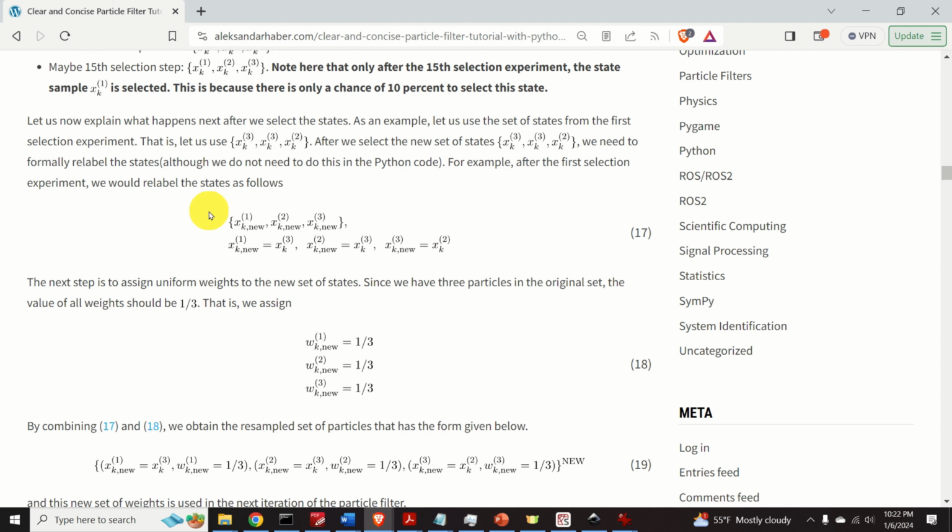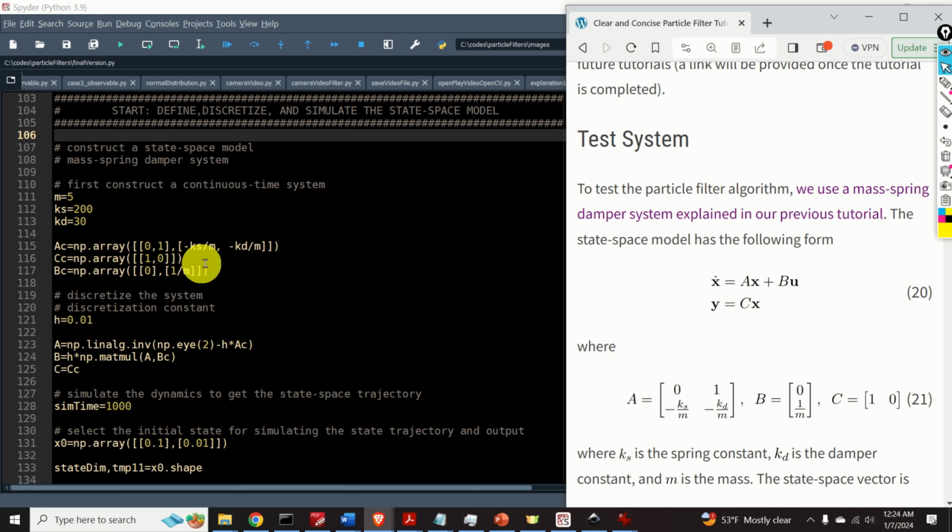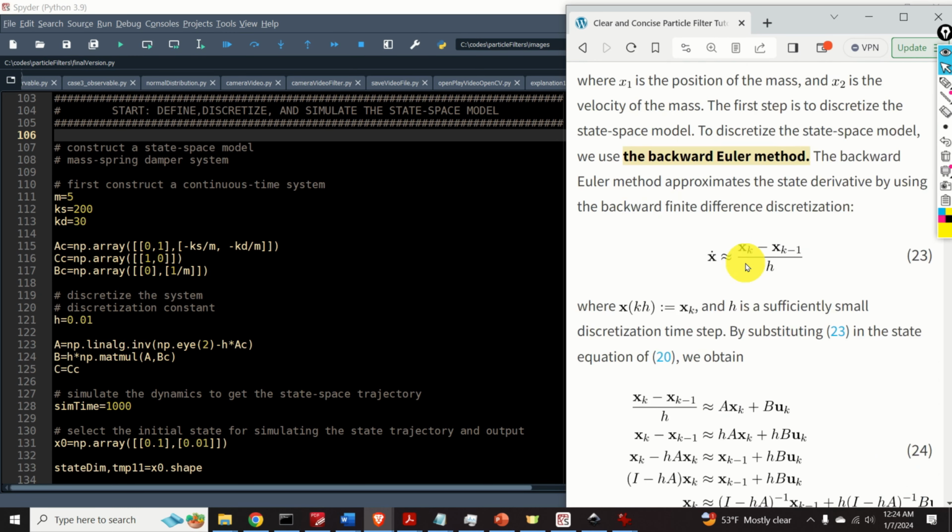Next, we need to define and discretize our test state space model. First, we need to define the continuous time state space model. Here we define the mass, the spring constant, and the damping constant. Next, we need to define the matrices A, B, and C. The matrix A is defined over here, the matrix C is defined over here, and the matrix B is defined over here.